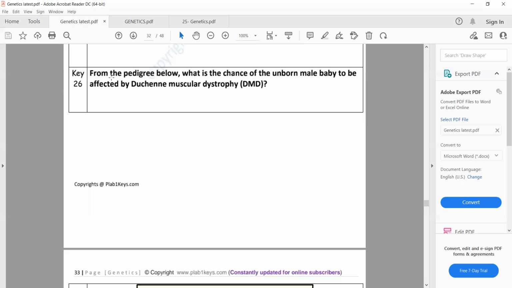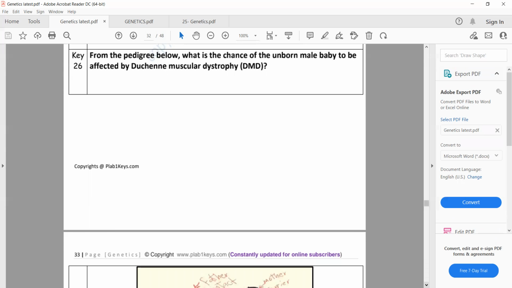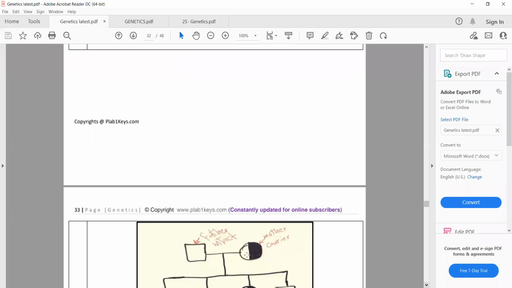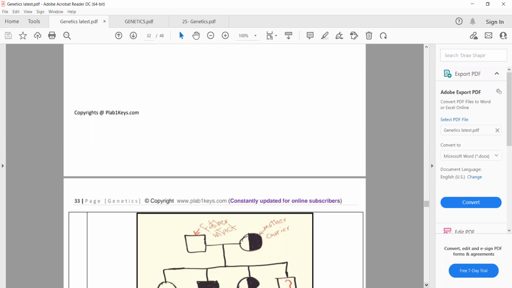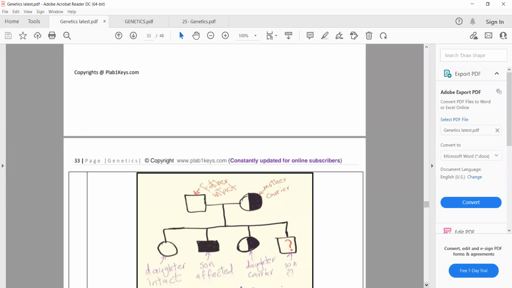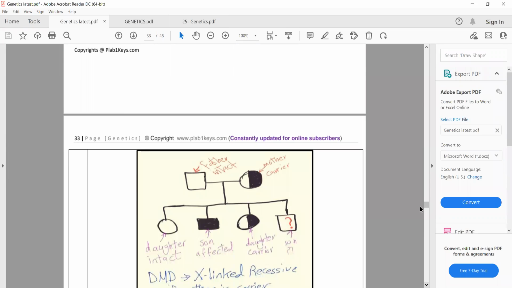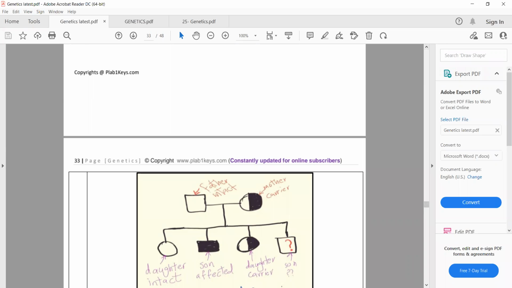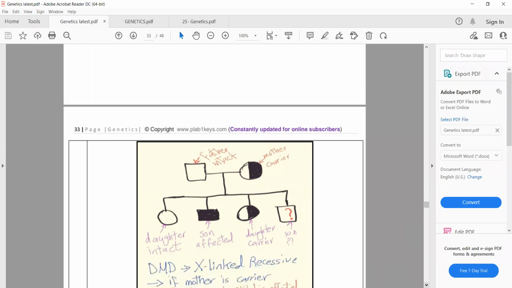So now, what is the question they are asking? What is the chance of an unborn male baby to be affected by Duchenne muscular dystrophy? We can see in this pedigree that the mother is a carrier. What does it mean? The mother has one normal X chromosome and one abnormal X chromosome. Now she wants to know the chances of her unborn baby being affected.